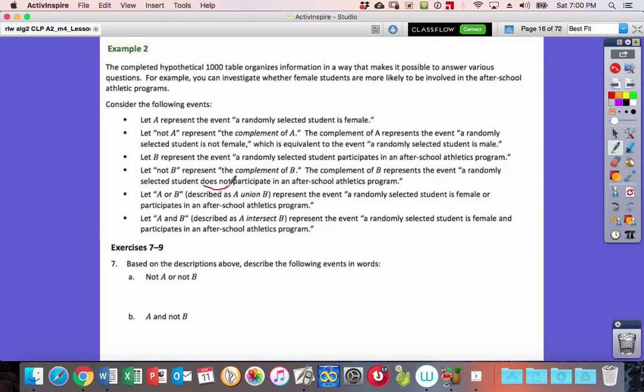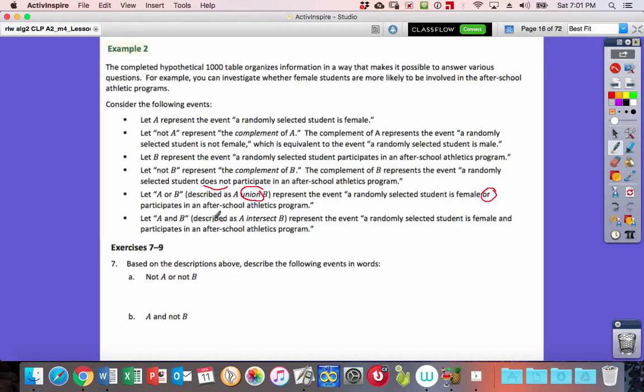Okay. If you said A or B, it is a union. It means either one can be true. A randomly selected student is female or participates in after-school athletics, as long as it's one or the other. It's either male or female and they participate in after-school athletics.